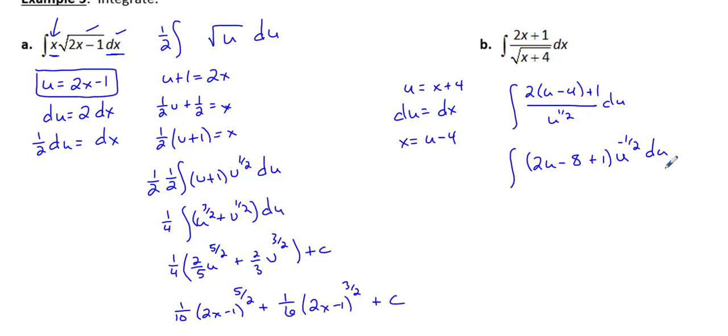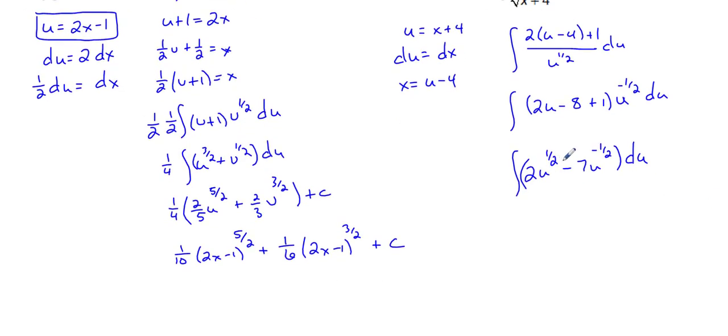All right, check our work here, make sure I didn't mess anything up. Distribute the 2, plus 1. Yeah, I think we're good. This would be -7, correct? All right, so it would be antiderivative 2u to the first times u to the -1/2 would be u to the 1/2, correct? Minus 7u to the -1/2 du.